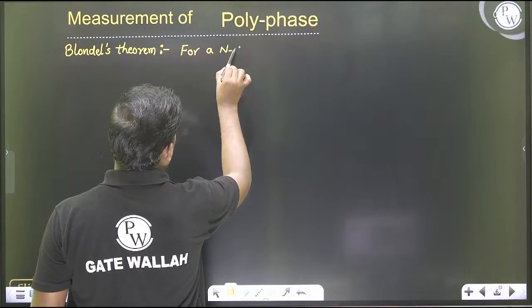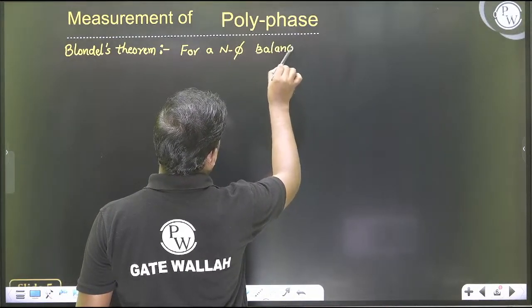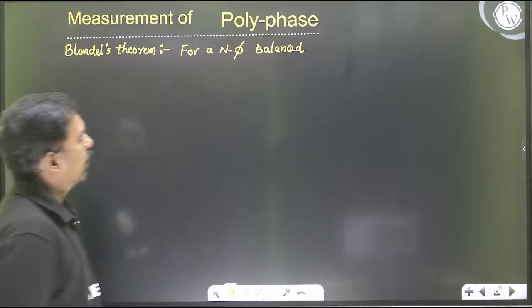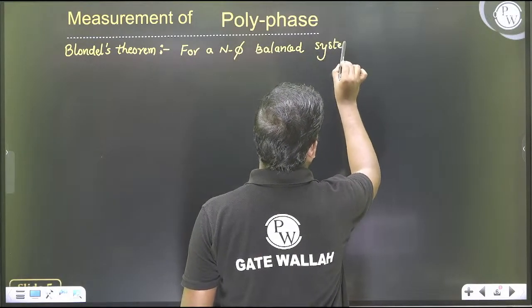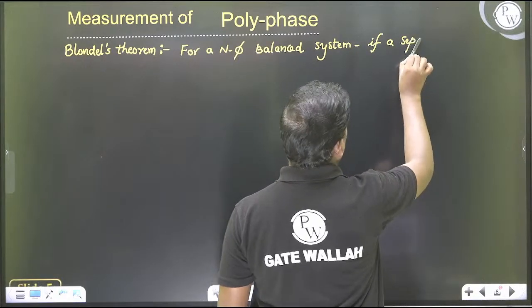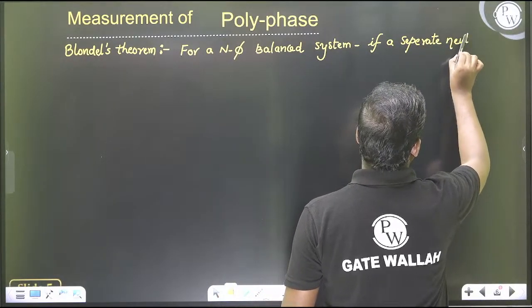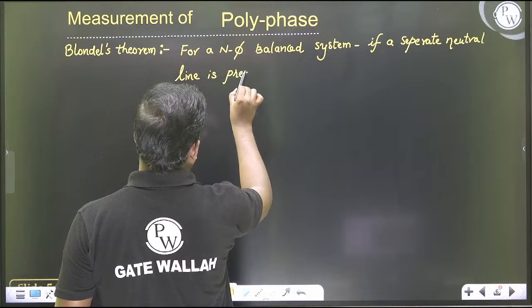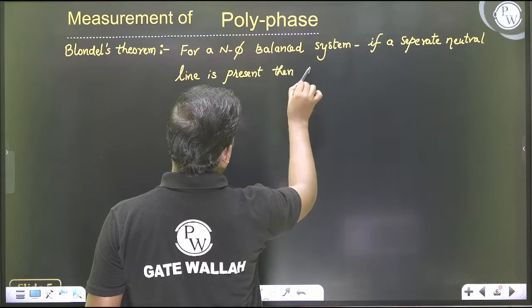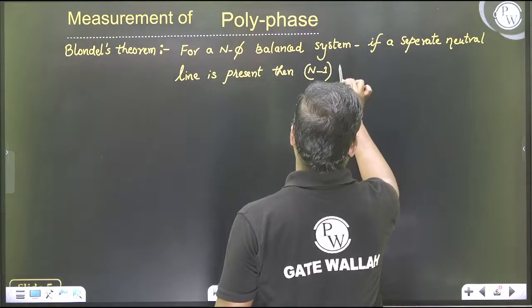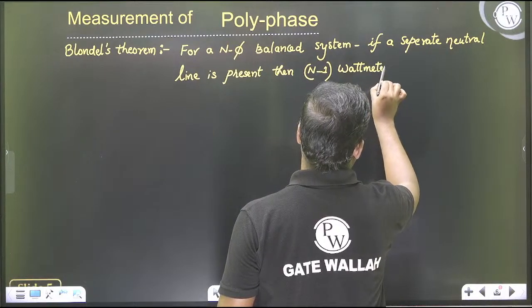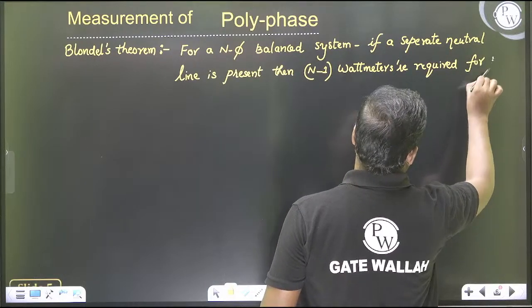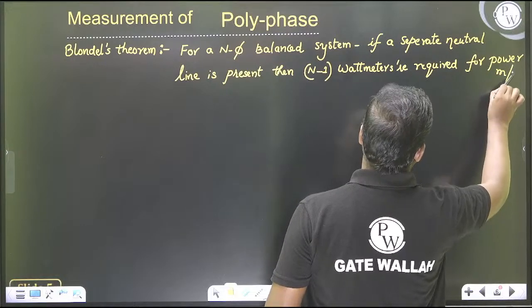For an n-phase balanced system, if a separate neutral line is present, then n wattmeters are required for power measurement.